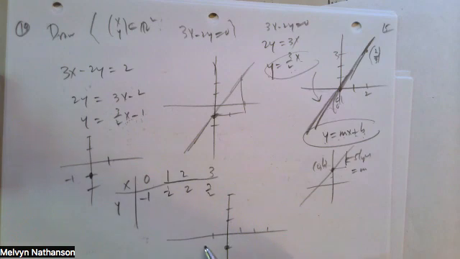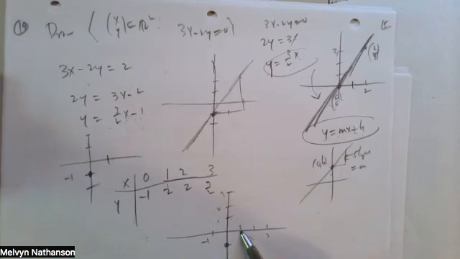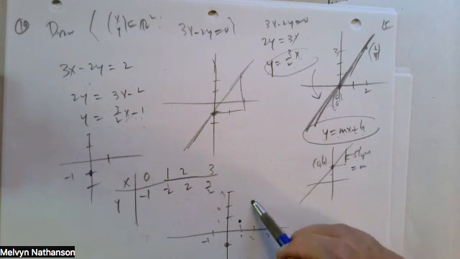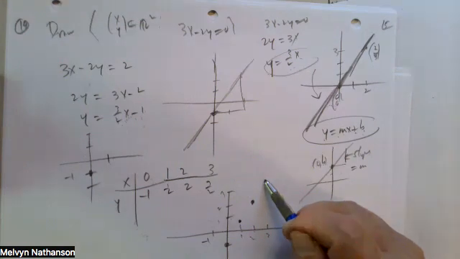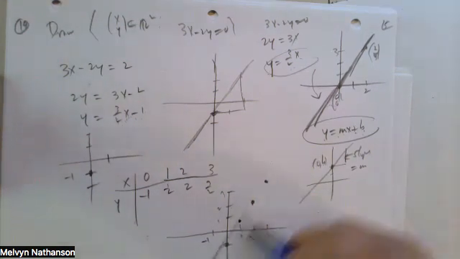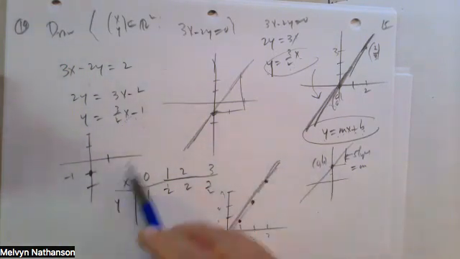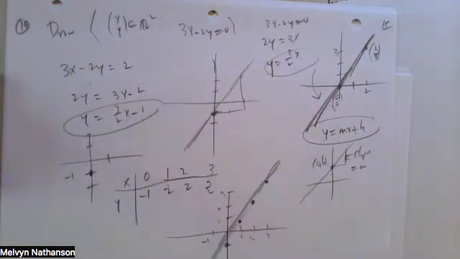When x is, so this is -1, 0, 1, 2, 3. When x is 1, y is a half. When x is 2, y is 2. When x is 3, y is 7/2. You see, all these points lie on a line. The line through those points is the graph of this equation.